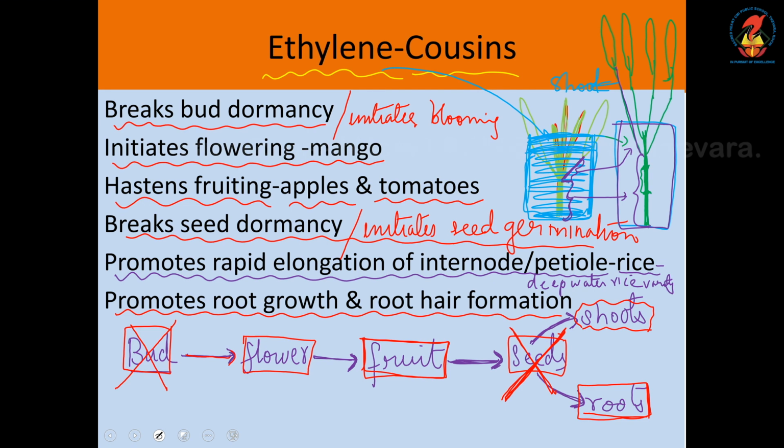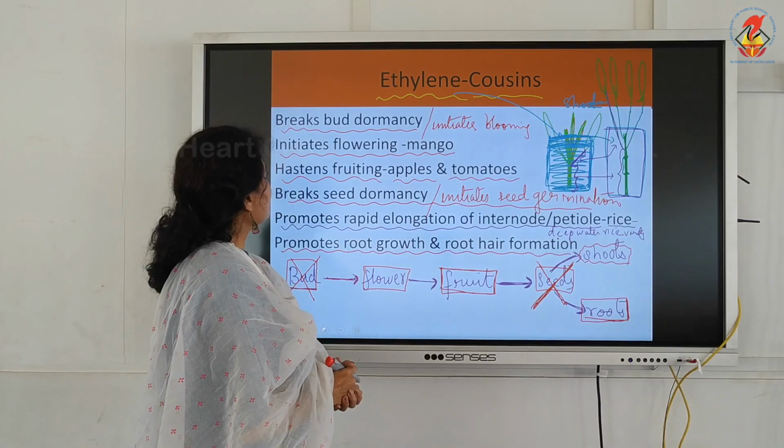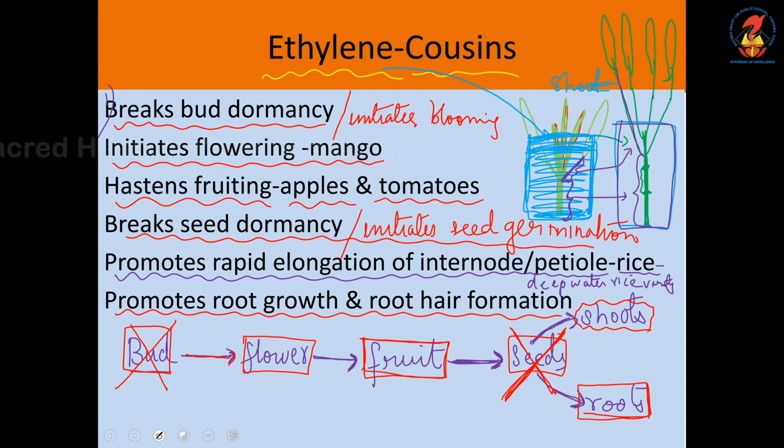Clear? So, once again brushing through the functions of ethylene. 1. It breaks bud dormancy. 2. It initiates flowering in mangoes. 3. Hastens fruiting in apples and tomatoes. 4. Breaks seed dormancy. 5. Promotes rapid elongation of internode and petiole of rice of deep waters. And 6. Promotes root growth and root hair formation, therefore increases the surface area of absorption.